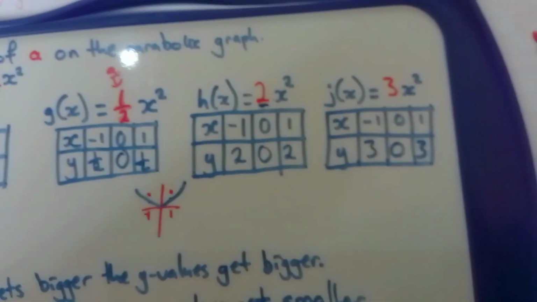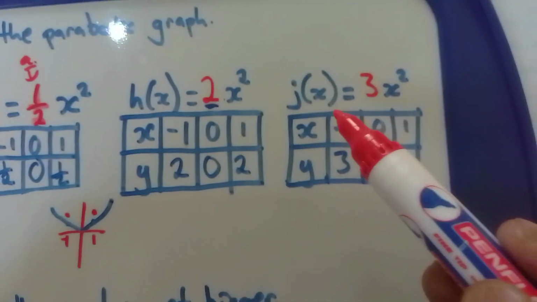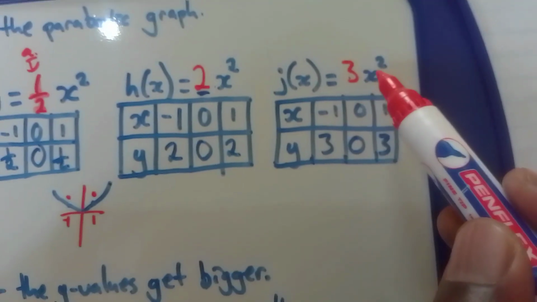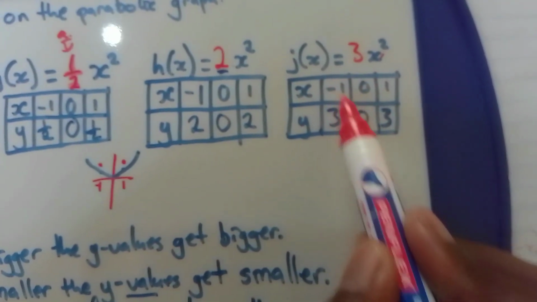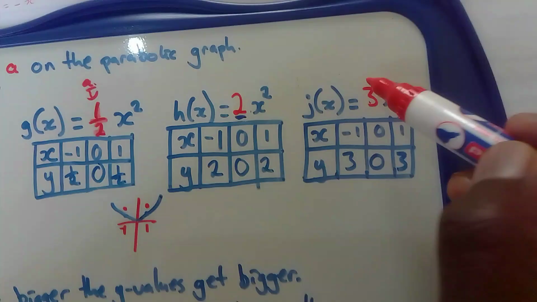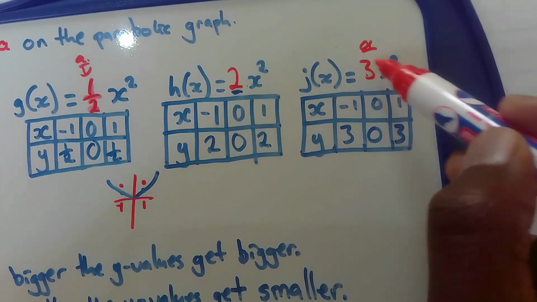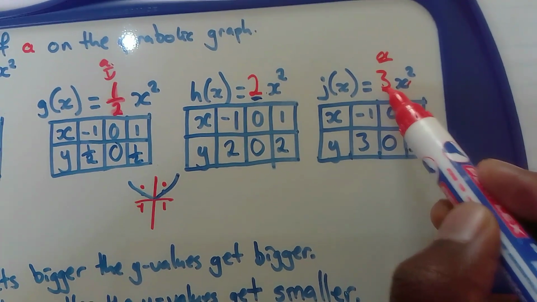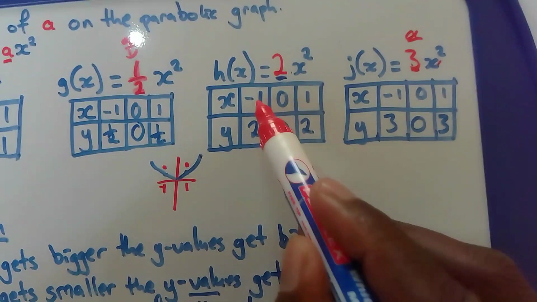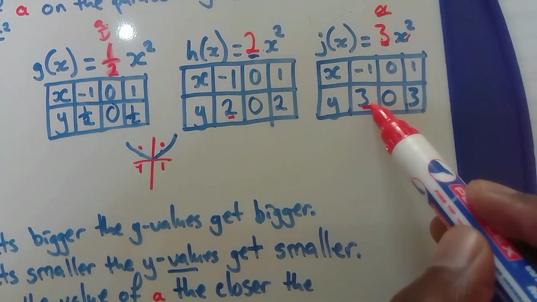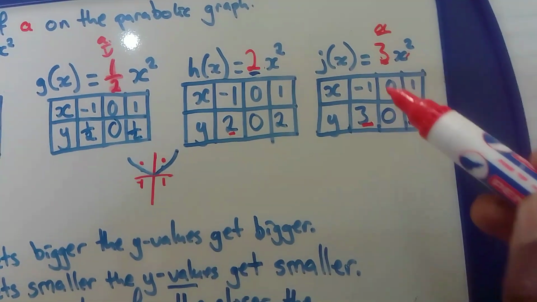So the conclusion: as a gets bigger, the y values get bigger. That's what we can draw. But let's see if that's true. Then I introduce another graph, j(x) is equal to 3x squared. When x was negative 1, our y value was 3. Now let's not compare it with the parent graph, because we already know that the parent graph is smaller than 2. So let's compare when a is 3, and 3 is bigger than 2. We want to see, remember, so far we've concluded that the bigger the a value, the bigger the y values. So when x was negative 1 here, the answer was 2, and 2 is less than what? 3, right? And when you multiply by 0, obviously you get what?